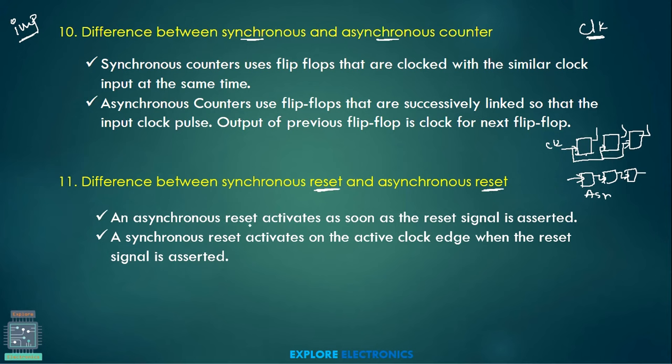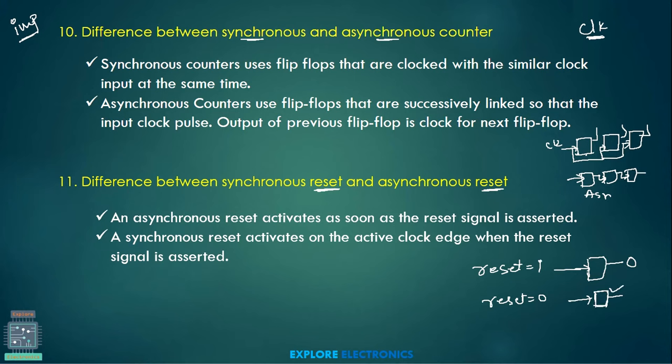Here in asynchronous reset, the reset is going to activate as soon as the reset signal is asserted. What do you mean by reset? If reset is equal to 1, the output of any sequential circuit, whatever the output is, it becomes 0 when reset is equal to 1. When reset is equal to 0, it is going to operate with the same functionality, whatever the functionality of this device, it is going to behave as per that.